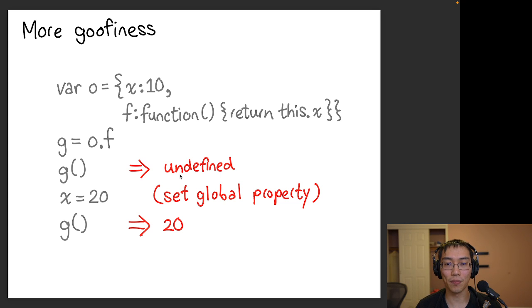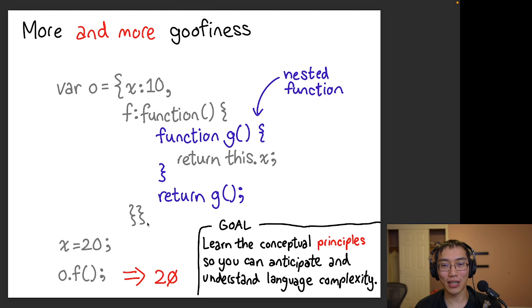It'll say, hey, well, there's no value for x. I don't know what this is. In fact, if I set x in the global context to be 20, then when I call g, I will in fact get 20 in this situation. That's pretty strange. And it gets worse and worse.